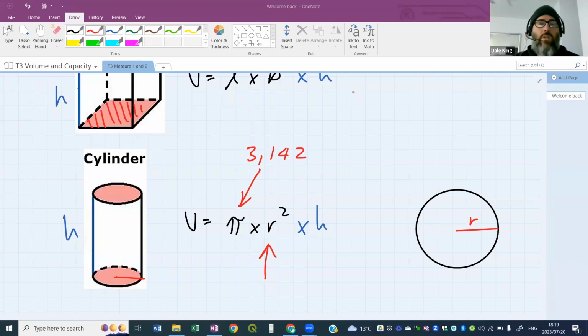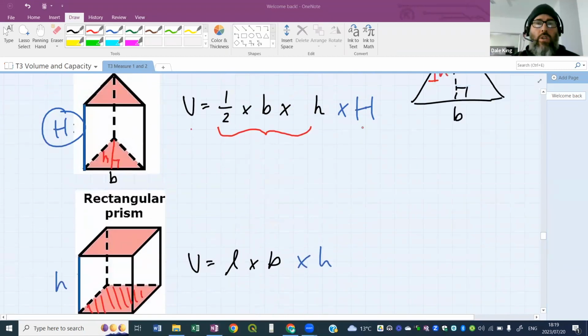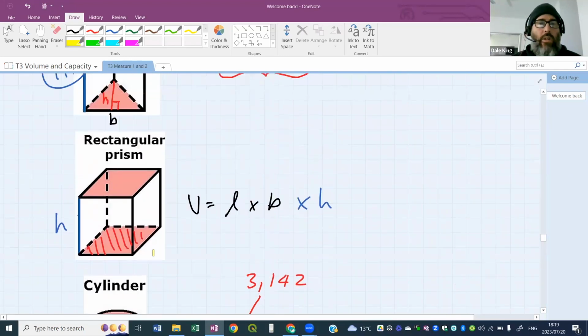Okay, so those are the three formulae that we have to remember to use. Those are the three basic shapes that we're going to do. Let's start from the bottom. For a cylinder, they give you pi, 3,142. R is the radius, you've got to square it, and then you multiply by the height. The first part that I'm highlighting in yellow is the area of the base shape, which is a circle.